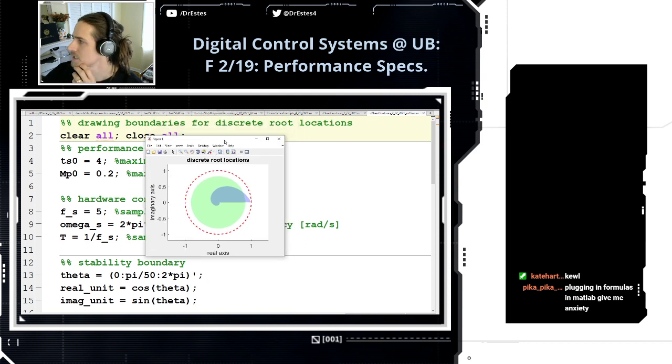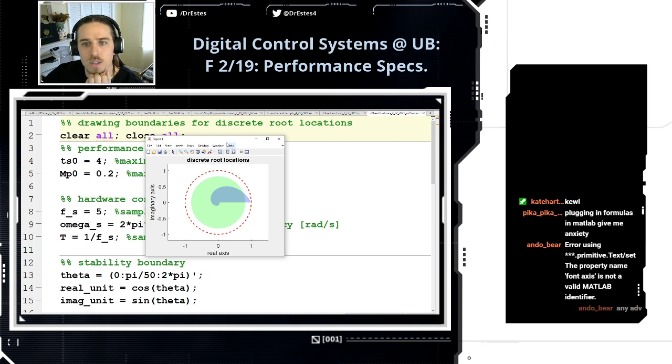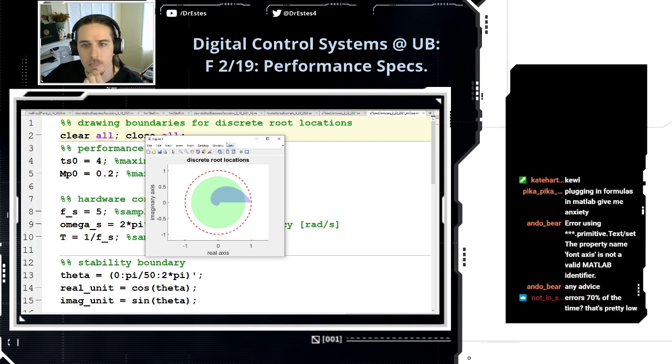Okay, so this is error using, you got an error? Error 70% of the time, that's pretty low.